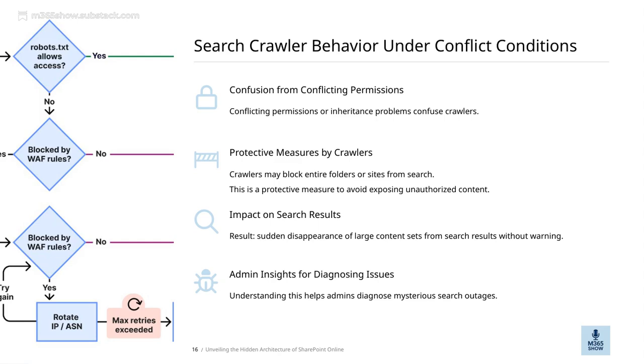However, conflicts, like conflicting permissions or inheritance problems, can cause confusion for the crawler. When permissions aren't clear or are inconsistent, the crawler may misinterpret access rights, leading it to hide or block content unintentionally. Understanding these behaviors helps us better troubleshoot and ensure that our search experience remains accurate and secure.